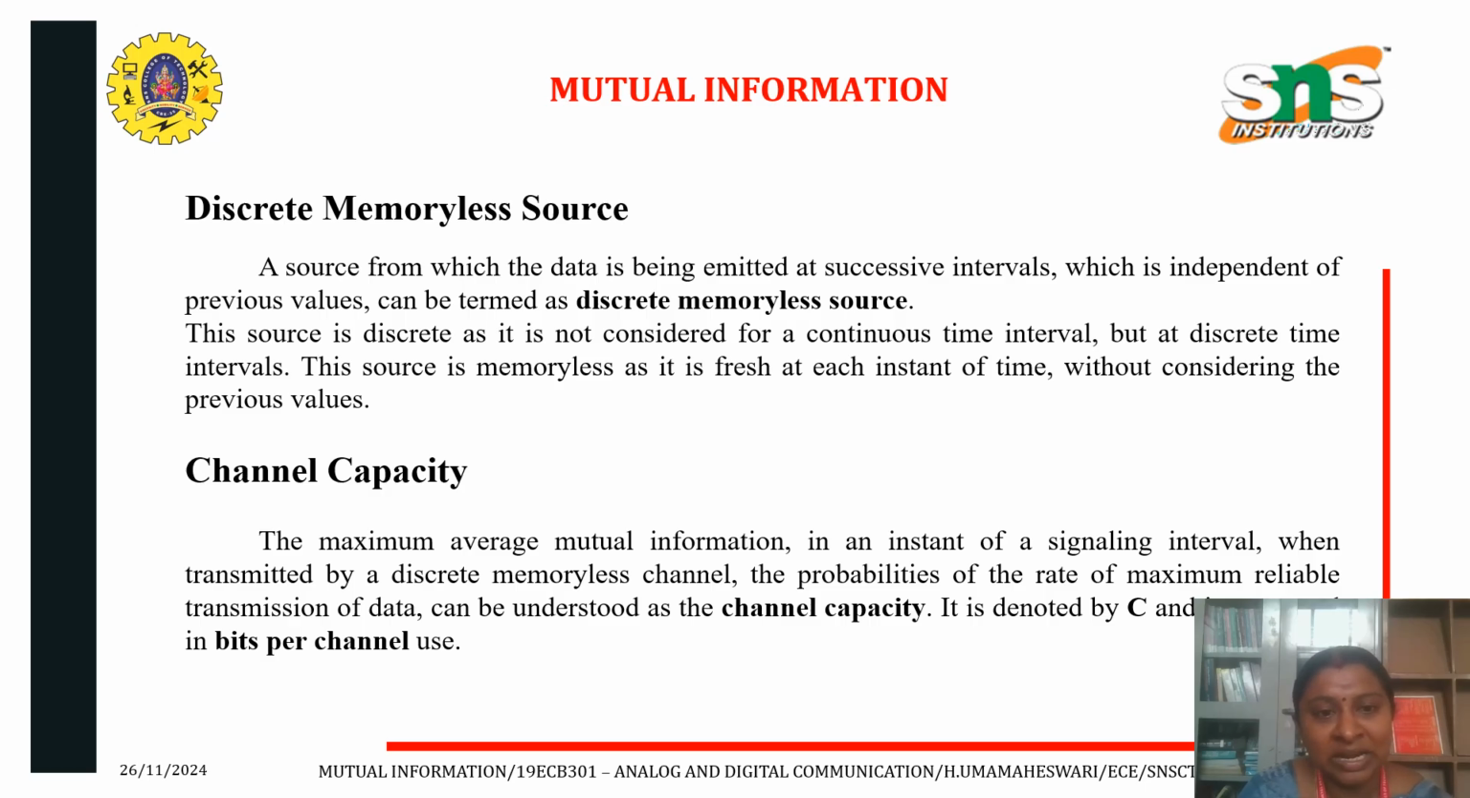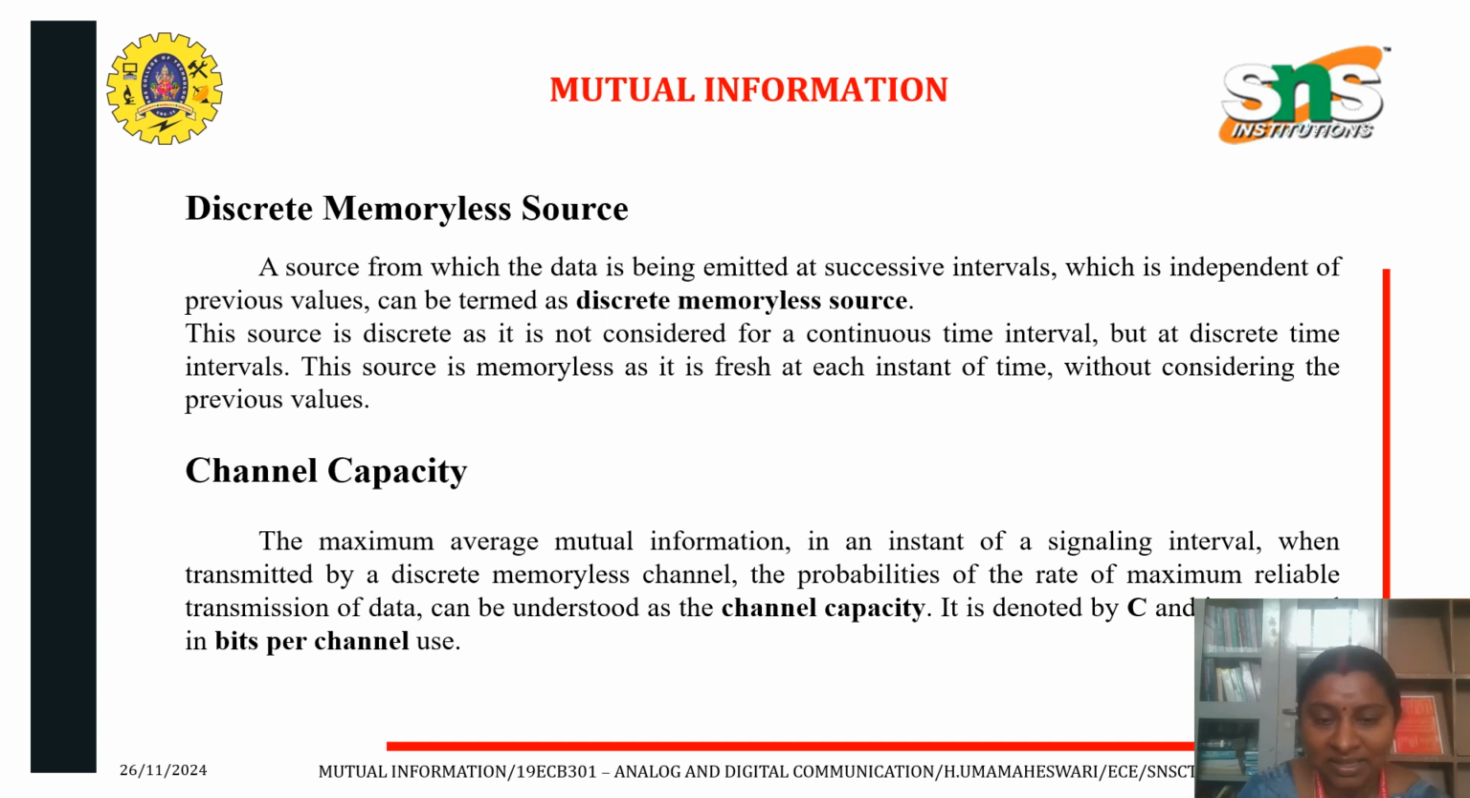The discrete memoryless source is a source from which the data is emitted at successive intervals, independent of previous values. This source is discrete as it is considered not for a continuous time interval but for a discrete time interval. This source is memoryless as it is fresh at each instant of time without considering the previous values.